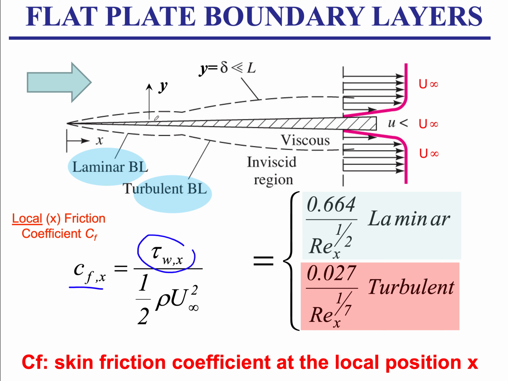I can get the wall shear stress at any location x, but as we said, we report it as a skin friction coefficient. And same story, it scales with Reynolds number to the 1/2 for a laminar boundary layer. So same limits on the Reynolds number, less than 1,000,000, above 1,000,000, and it has a 1/7 power law for a turbulent boundary layer. So that's my local skin friction.